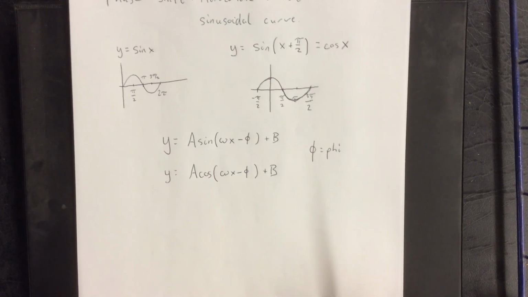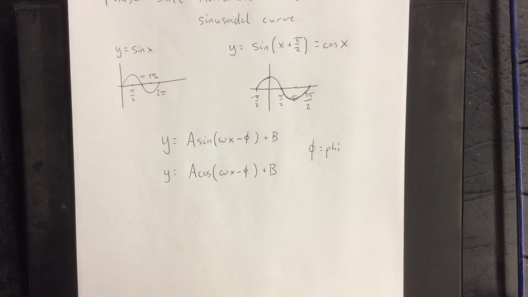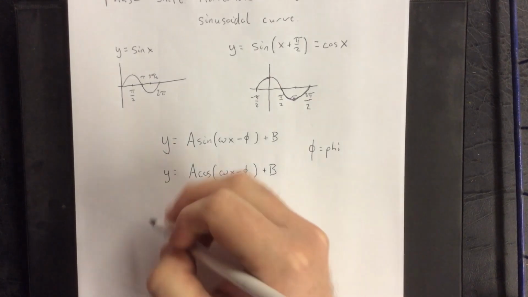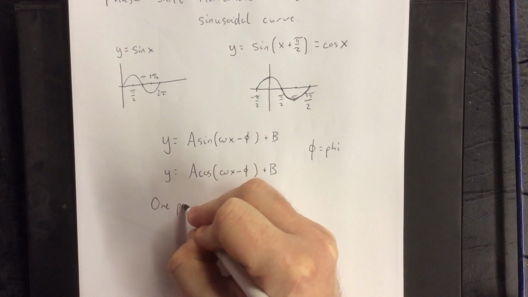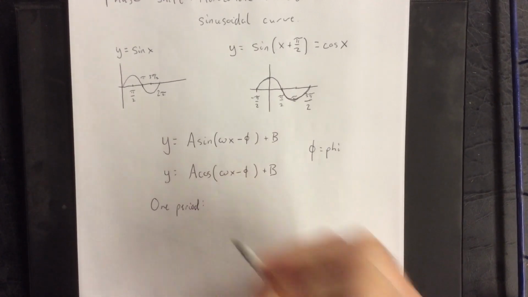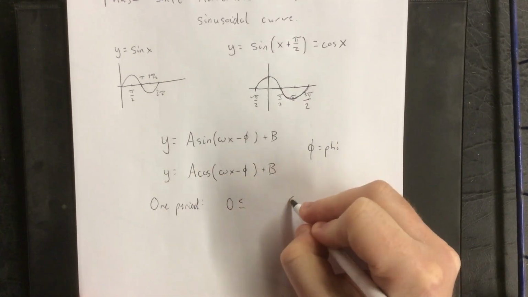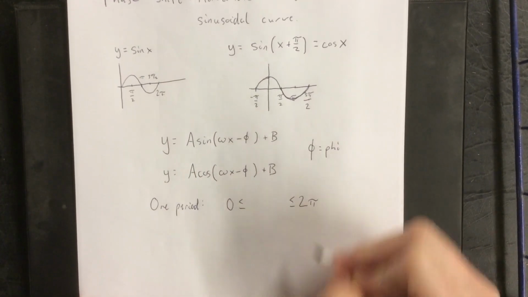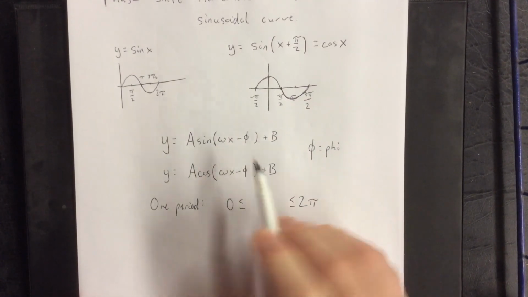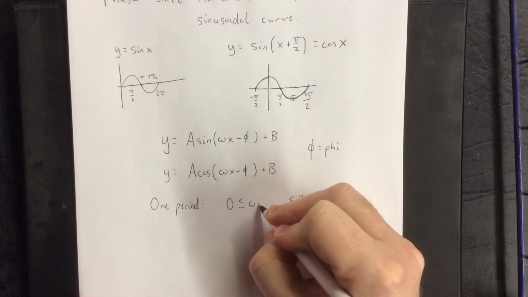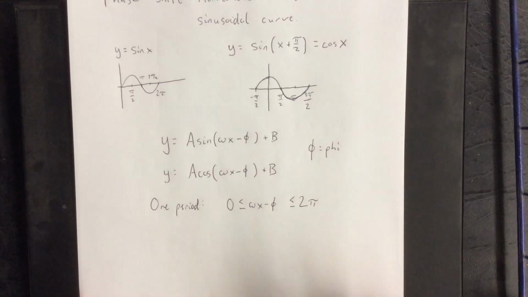Now, honestly, when it comes to graphing these things, not a whole lot is going to change. We're still going to take on the same approach. So one period is still going to go from 0 to 2 pi. The only difference is the angle that we're now dealing with is going to be omega x minus phi.